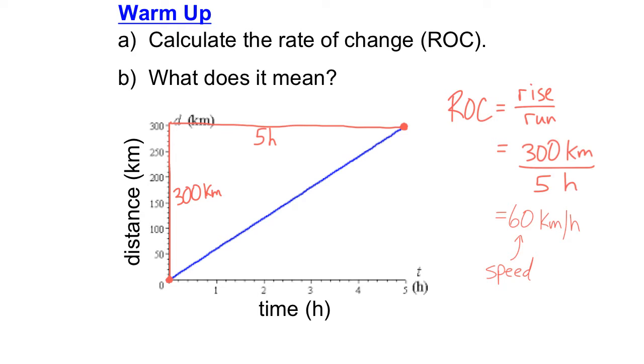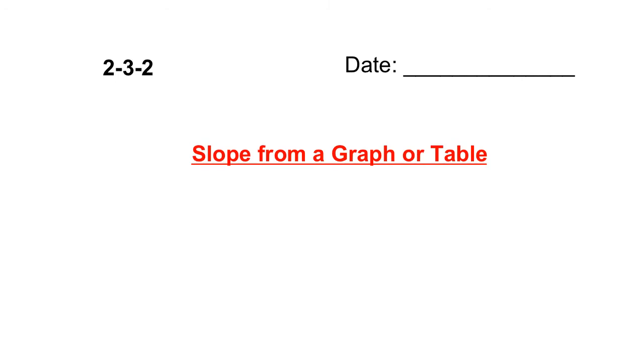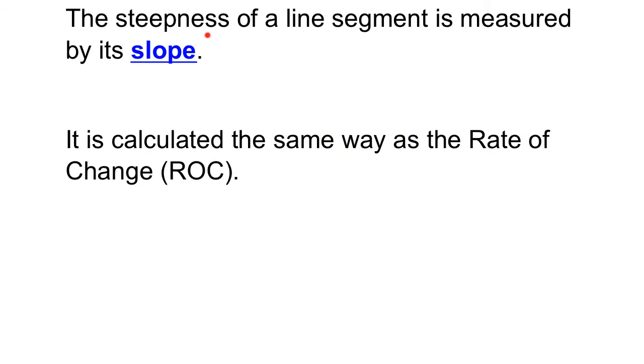And what does it mean? Well, it means a speed. This is the speed. In this lesson, we're going to talk about something called slope, and you've pretty much seen it before. I'll get into detail, but we're looking at finding the slope from a graph or a table of values. So the steepness of a line segment is measured by its slope.